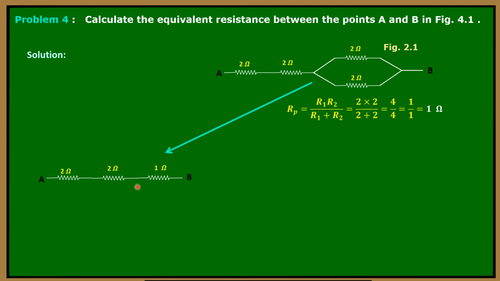Now these three resistors are in series between A and B. So the sum of the resistances is equal to the equivalent resistance. We know that. So RAB is equal to 2 plus 2 plus 1. We get 5 ohms. So that is the equivalent resistance between the points A and B.